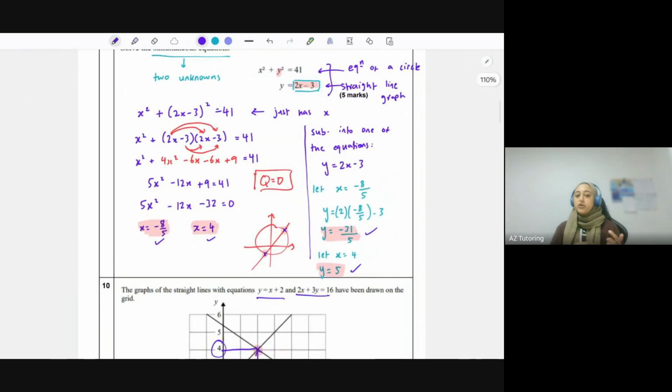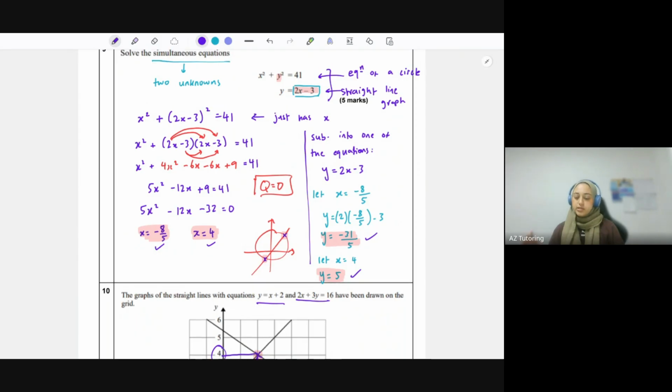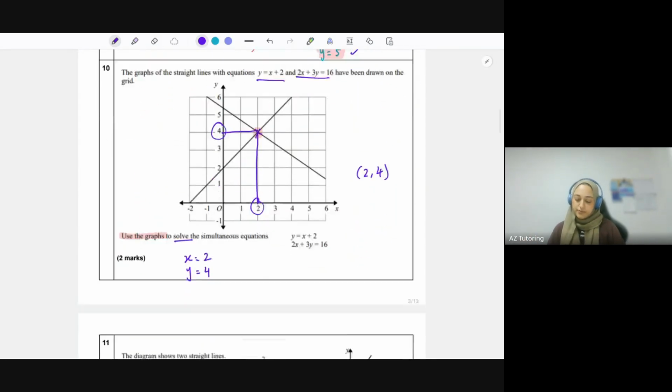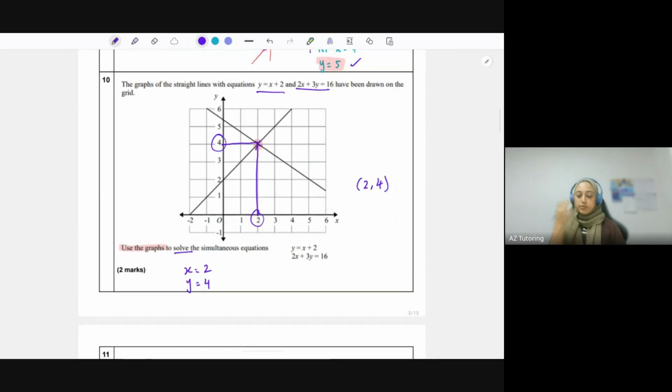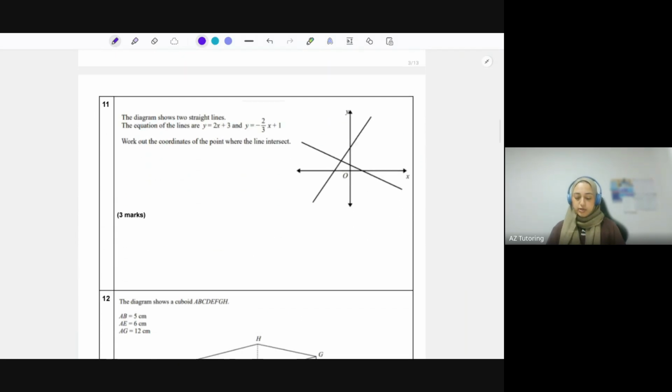So you should start making all these links to different topics. That's where the higher level thinking comes into place with what they're testing you in the exam. So yeah, that's just a bit of background information as to how they work.